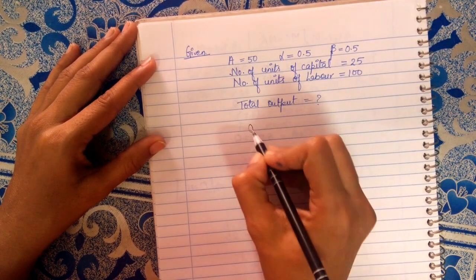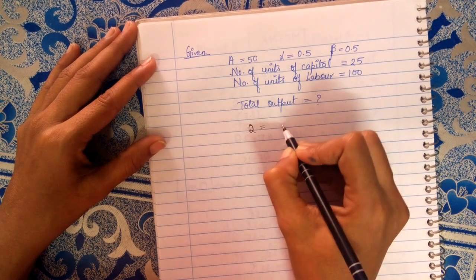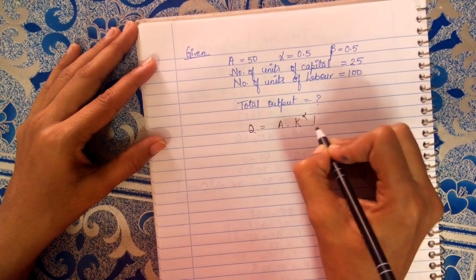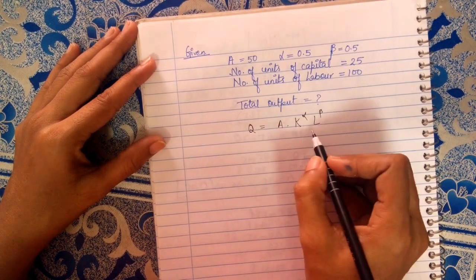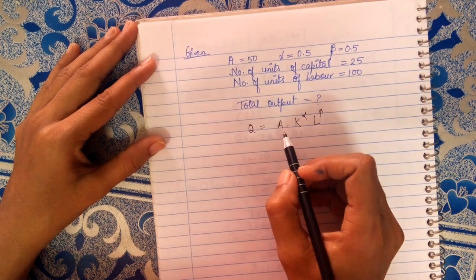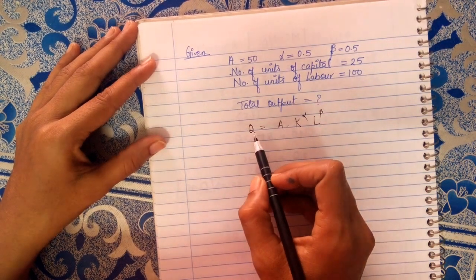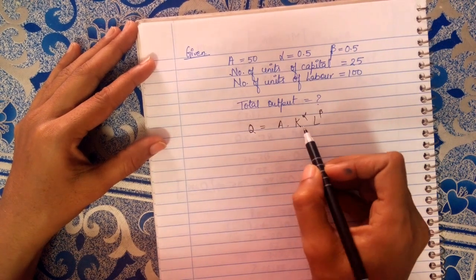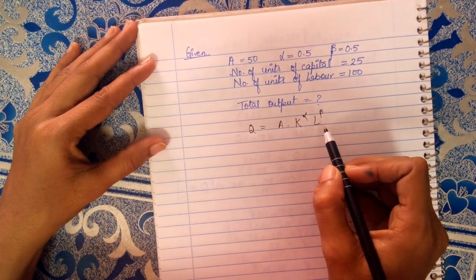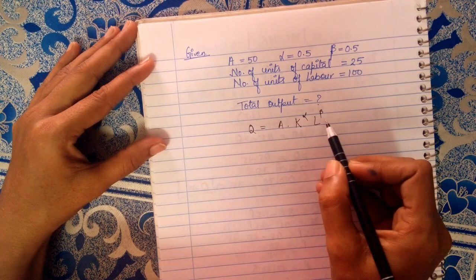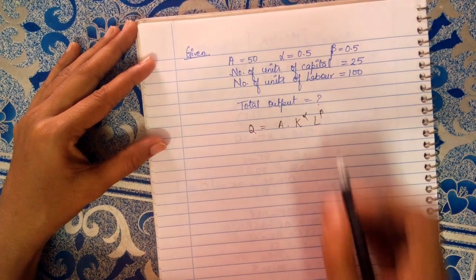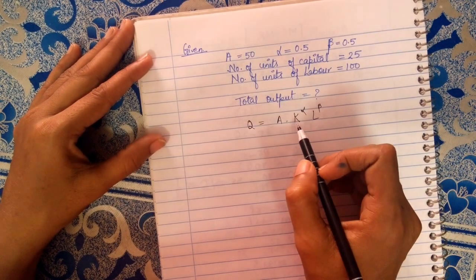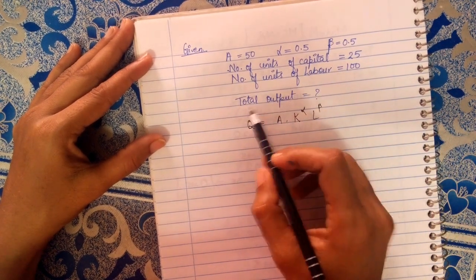So first we write the Cobb-Douglas production function, that is Q is equal to A K to the power alpha and L to the power beta. This is the Cobb-Douglas production function, where Q is the quantity of output, A is the constant, K represents the amount of capital, and L represents the quantity of labor. So if we put all these values in this production function, we can easily calculate the total output.